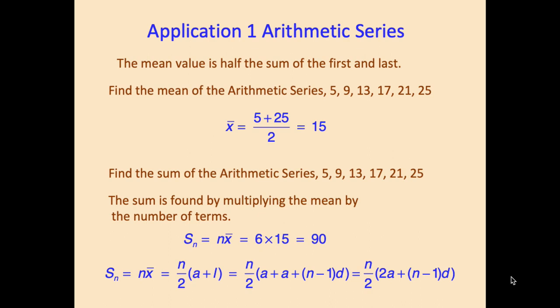So this says that the number of terms times the mean will be n over 2 times a plus l, where a is the first term and l is the last term. And the formula for the last term is a plus n minus 1 d. And so you can see how this relates to the conventional formula n over 2 times 2a plus n minus 1 d.